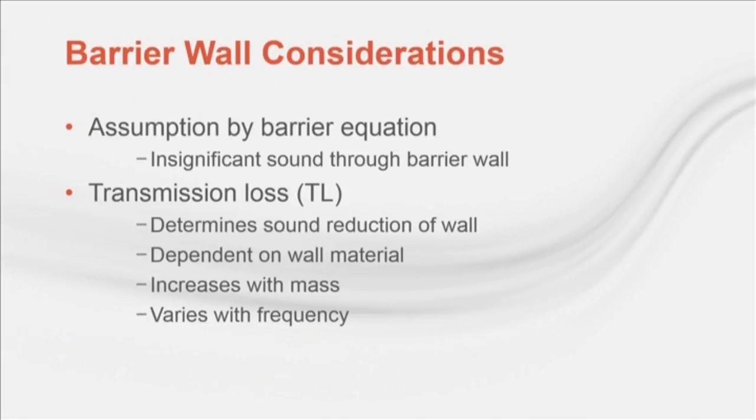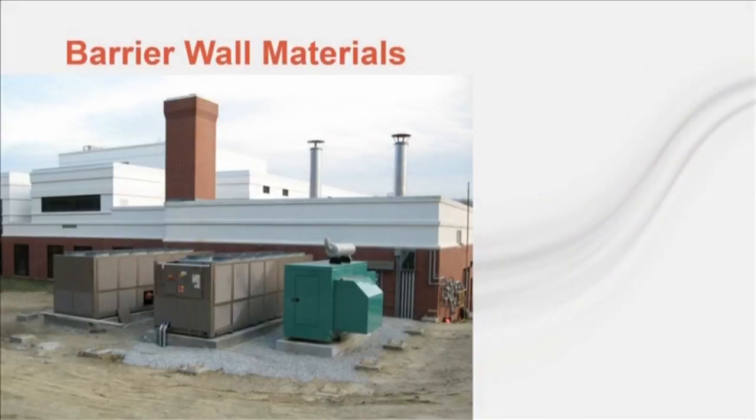Lower frequency sounds are more difficult to block, so the transmission loss will be less. Bottom line, the wall must have sufficient transmission loss at all frequencies so that the sound going through the wall doesn't add to the sound going over the wall. At grade level, barriers are often made out of masonry of some sort, but can also be made out of prefabricated panels. This slide shows before and after photos of a barrier wall constructed of prefabricated panels.